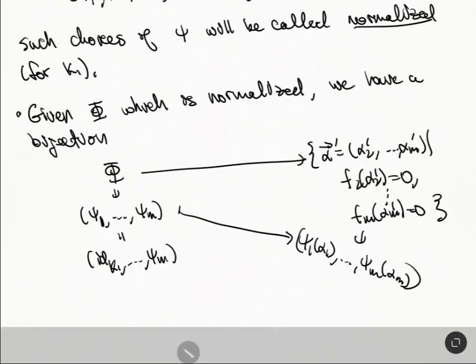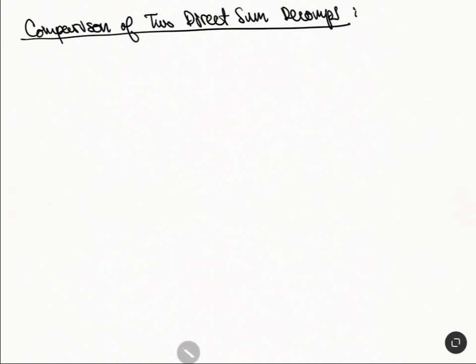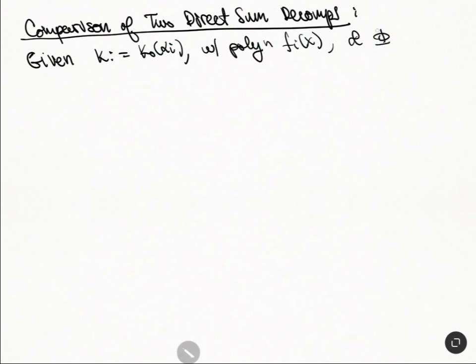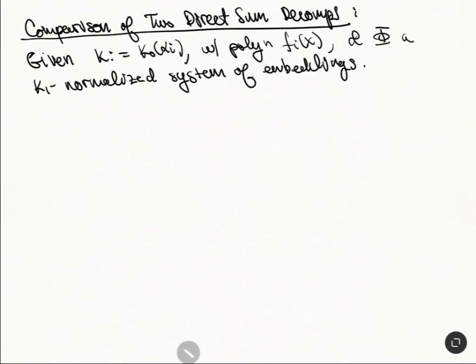The point of all this is that I want to give a comparison between two direct sum decompositions. So here again we're going to be given K_i, which is going to be K_0(α_i) with minimal polynomials f_i(x), and we're also going to be given φ, a K_1 normalized complete system of embeddings. So they're going to be tuples of embeddings.